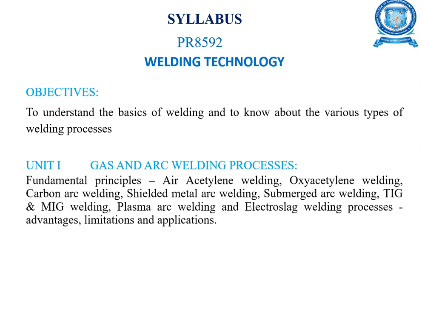So unit 1, gas and arc welding process, we have all these topics: fundamental principles of welding, air acetylene welding, oxyacetylene welding, carbon arc welding, shielded metal arc welding, submerged arc welding, TIG and MIG welding, plasma arc welding, electroslag welding processes, and applications, advantages, and disadvantages of all the gas and arc welding process.